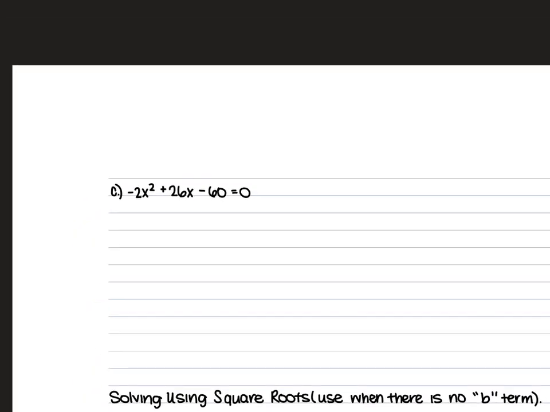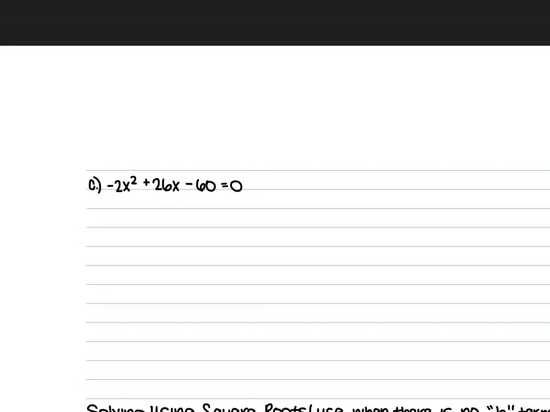For our next example, we have negative 2x squared plus 26x minus 60 is equal to 0. So once again, do we have a greatest common factor? Yes, a negative 2. So we'll divide everything by a negative 2. This is going to give us negative 2 times x squared minus 13x plus 30 is equal to 0.